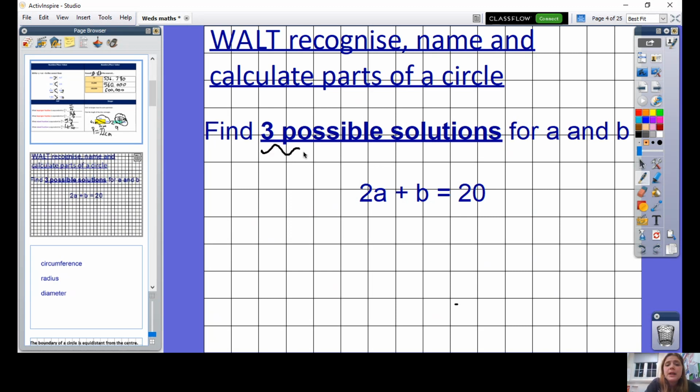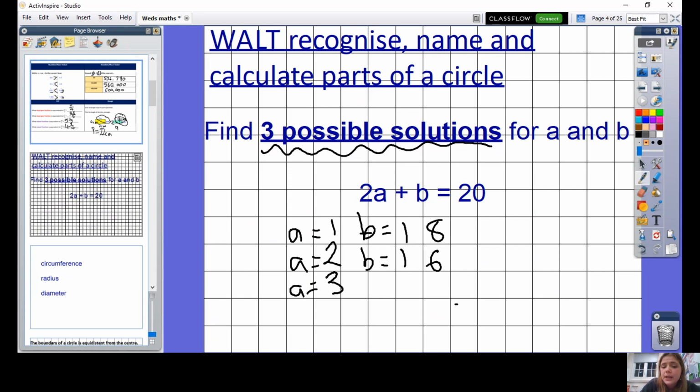Okay, so you're looking for 3 possible solutions. If you only found 1 solution, pause the video again and find 2 more solutions. I could have said A is equal to 1. If A is 1, 2A is 2, and B would be equal to 18. I could have said A was 2. 2A is 4, so B would be 16. I could have said A was 3, 2A is 6, B would be 14. I could have said A was 4, that would make B 12. I could have said A was 5, that would make B 10.